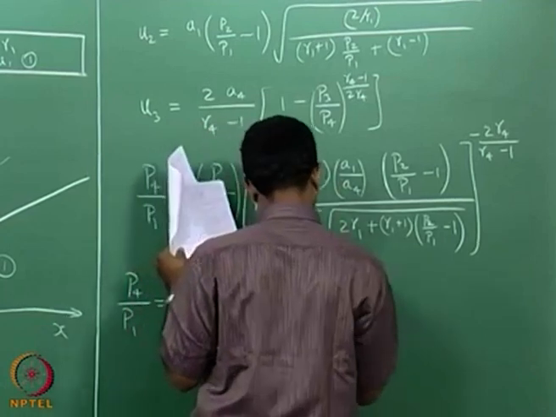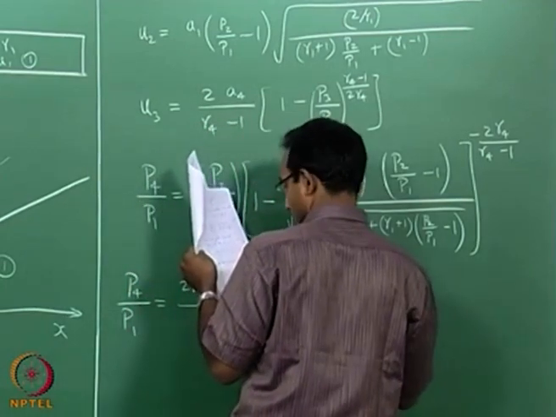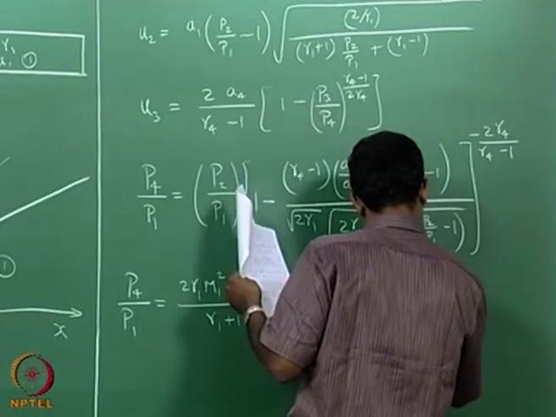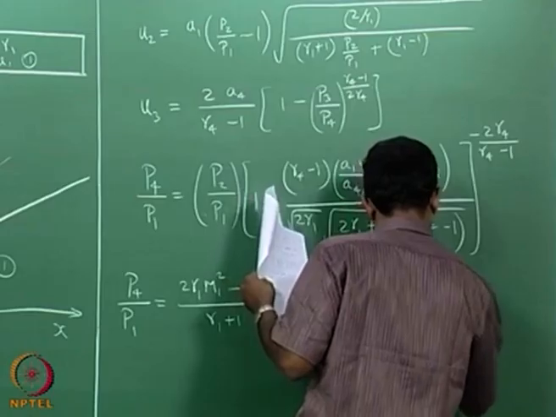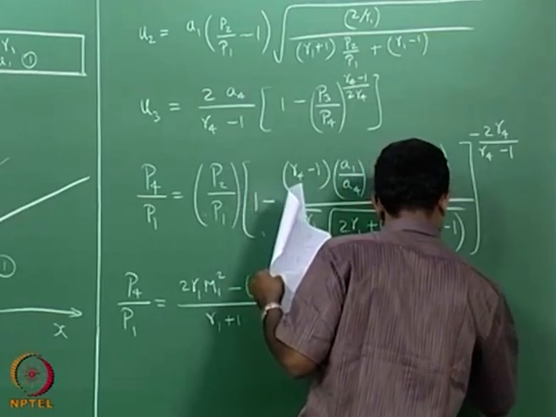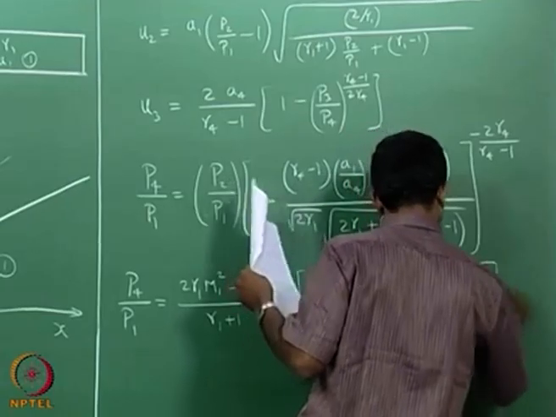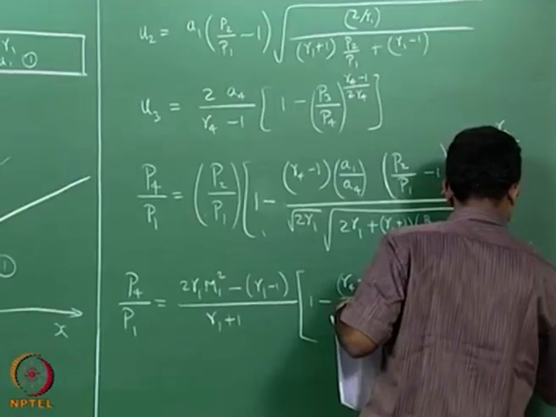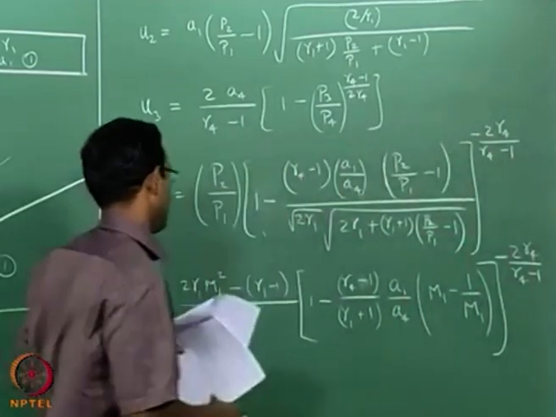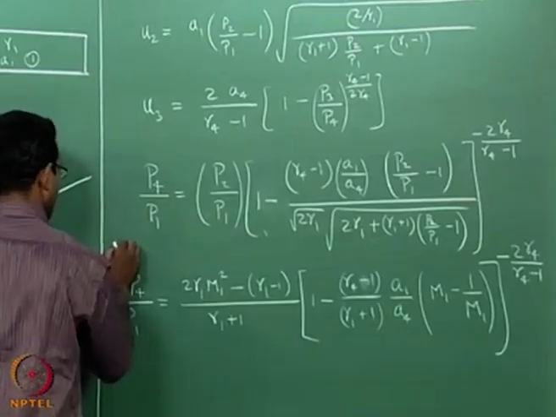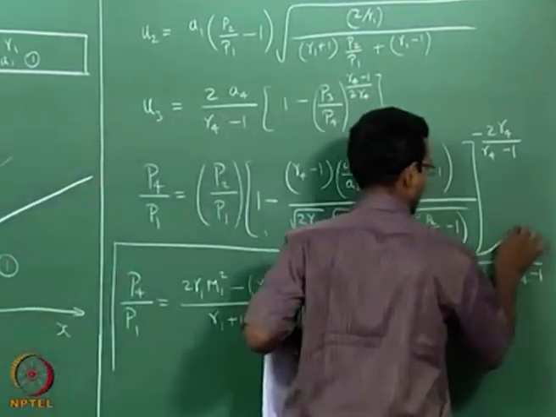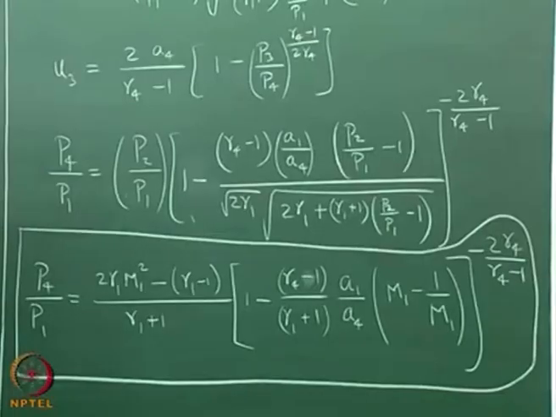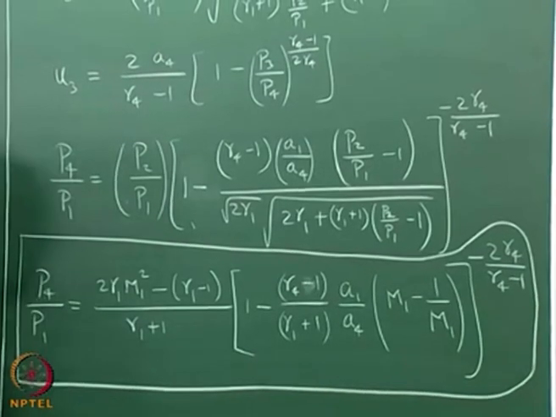Gamma 4 minus 1 divided by gamma 1 plus 1 times A1 by A4 times M1 minus 1 by M1. This whole thing to the power, same thing, minus 2 gamma 4 by gamma 4 minus 1. I have this big expression. Very useful expression in shock tube analysis.